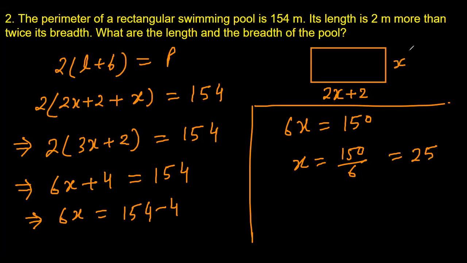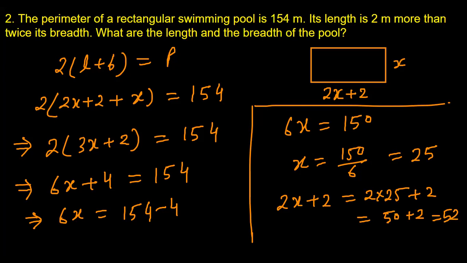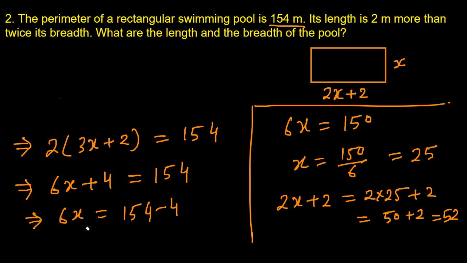That means our width, which is x, should be 25. That means our length, which is 2x plus 2, should be 2 into 25 plus 2. 2 into 25 is 50 plus 2, and 50 plus 2 is 52. So we are talking about meters here. So you can say that length should be 52 meters.